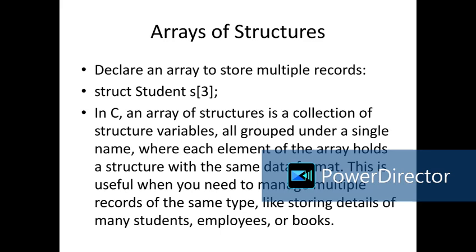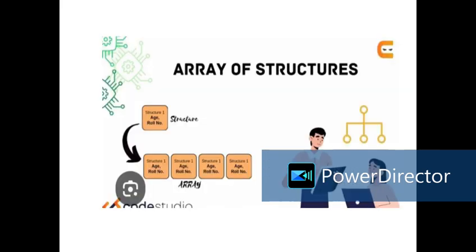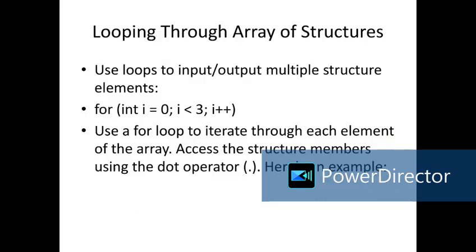Accessing members works the same, you just use the array index. An array of structs is like a table, with rows in a database. It is useful in any program involving lists: employees, books, products. We can combine it with loops and functions to build mini databases.